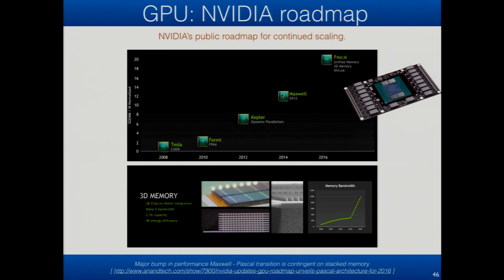We're at Maxwell right now, more or less. We're moving to Pascal within the next few years. Pascal's interesting because along with Intel, NVIDIA, and likely AMD, everybody's moving to stacked memory, which will help with some of these latency issues to some extent. It will also help with bandwidth. But I think they may be being very optimistic about this.